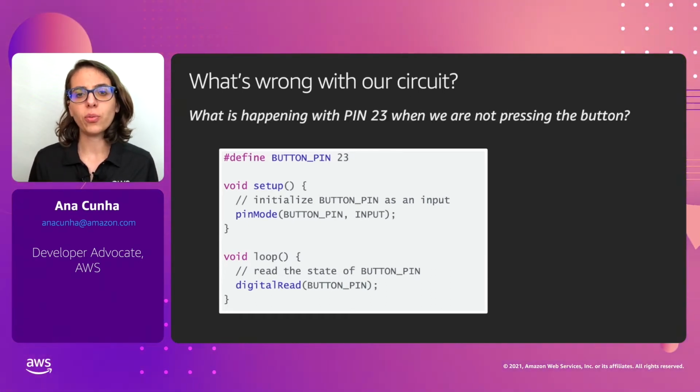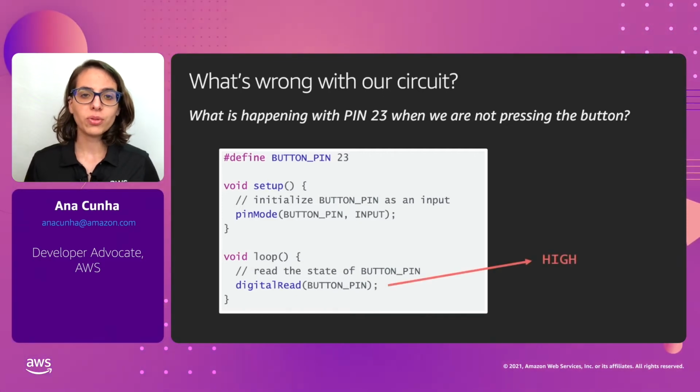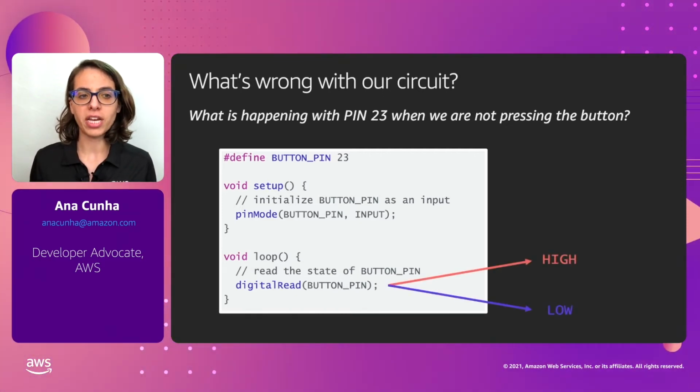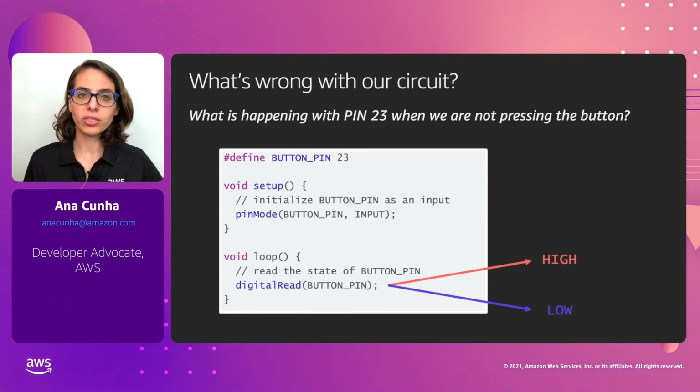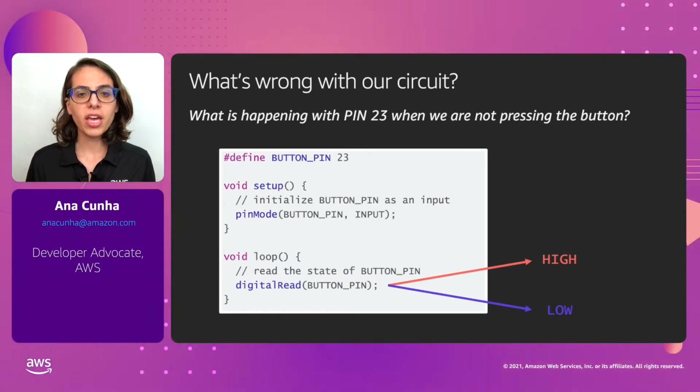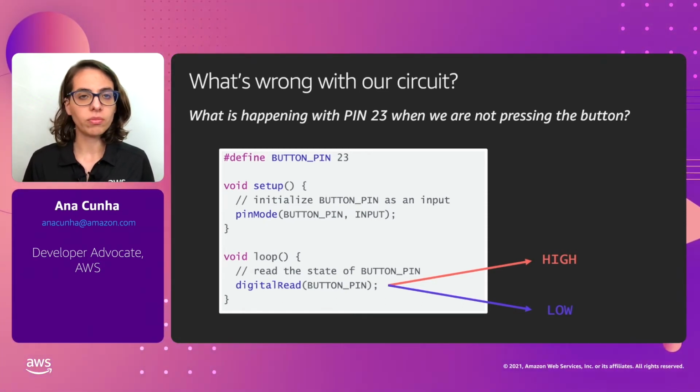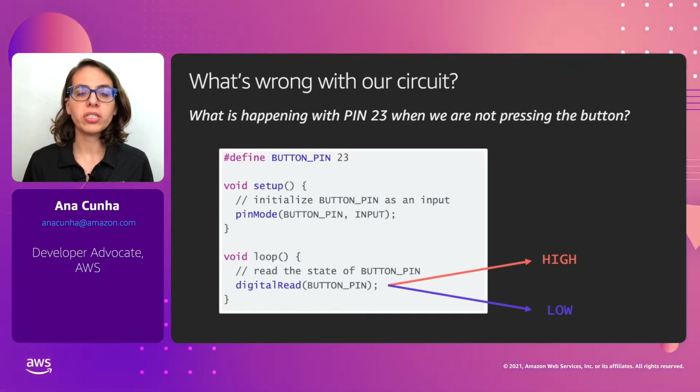But what is happening with pin 23 when we are not pressing the button? Sometimes we're getting high and sometimes we're getting low. So our serial monitor was printing button down, button up, even though I was not touching the button. When this behavior happens, getting randomly high and low signals, we say that the pin is floating. Let's understand what that is.